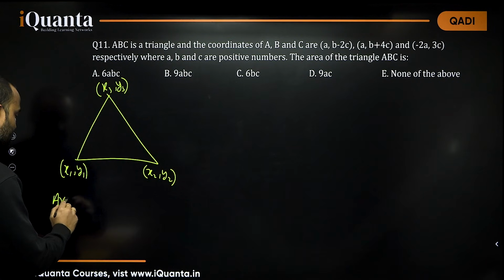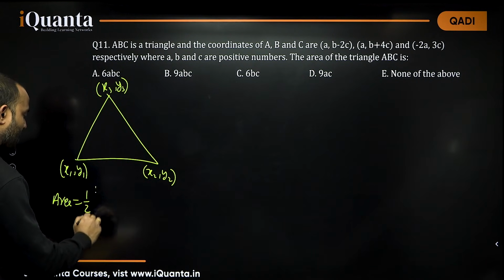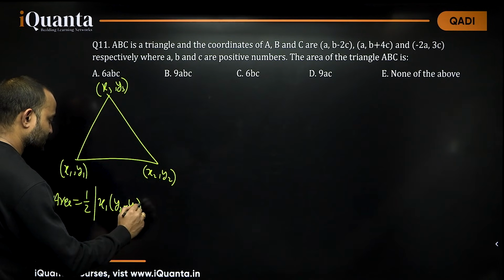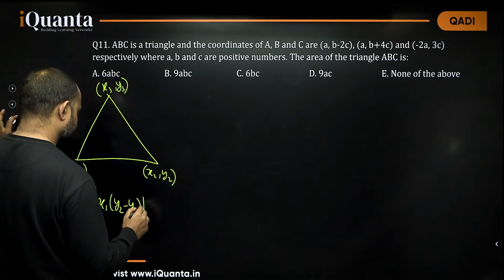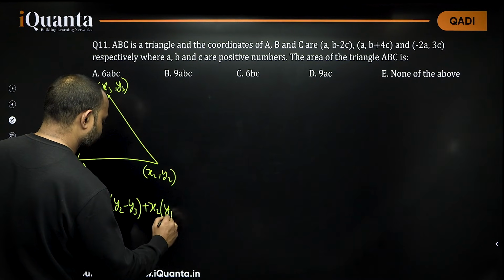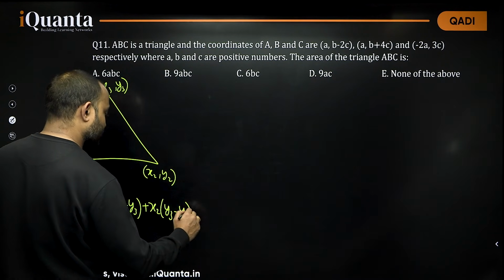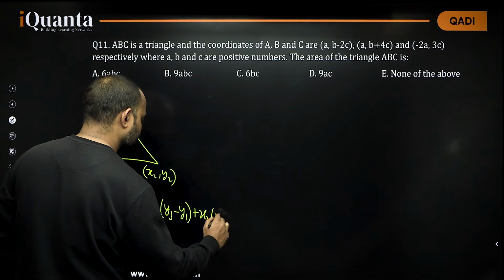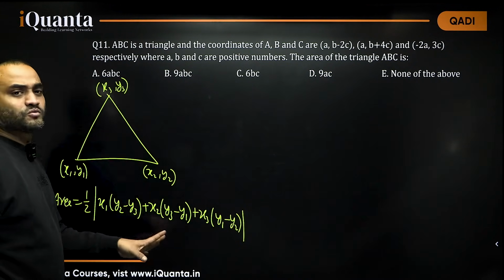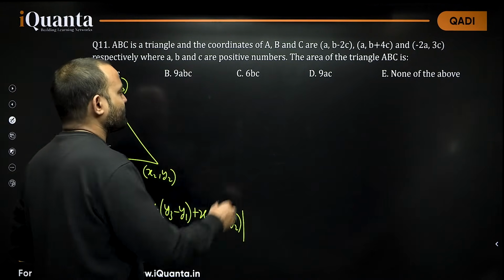The area of this triangle is equal to half of x1 into y2 minus y3 plus x2 into y3 minus y1 plus x3 into y1 minus y2. Now if nothing comes to your mind, you can straight away use this and find the area.